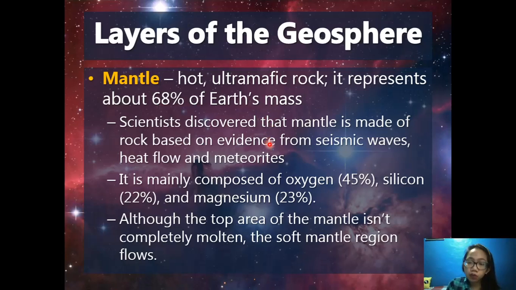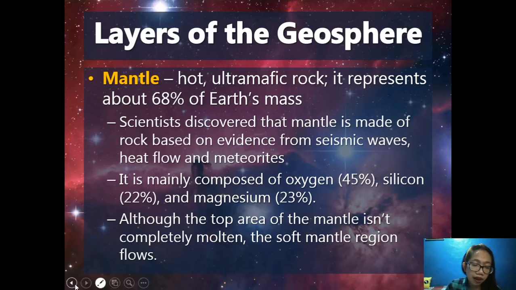So we know the composition of our layers based on the studies on seismic waves. More on that later. It is mainly composed of oxygen and silicon, like the crust, but you have other heavier elements like magnesium. Although the top area of the mantle isn't completely molten, the soft mantle region flows.